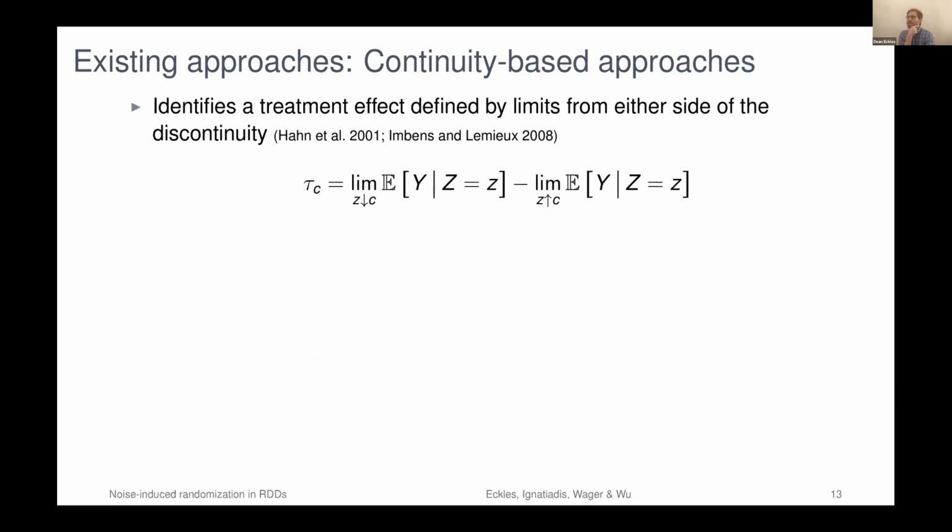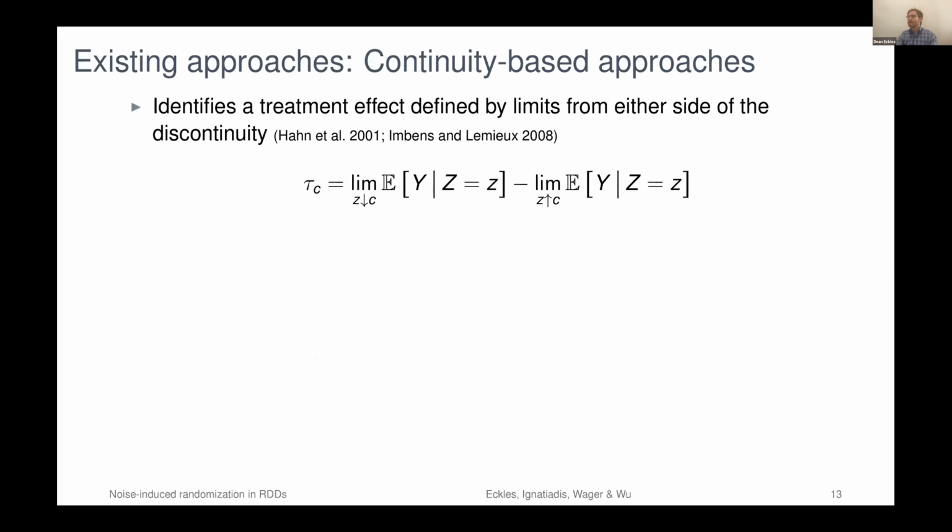So a lot of existing approaches to analyzing regression discontinuity designs actually are based on the idea that there's a continuous mean function for the outcome. And so what's identified under this kind of a setup is a treatment effect that's defined by limits taken from either side of the discontinuity. So we take a limit going towards this discontinuity from above and below, and that's the estimand that's identified here.